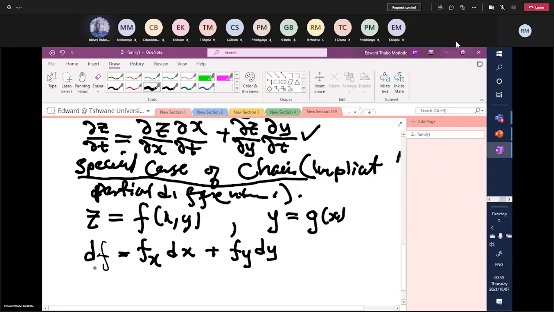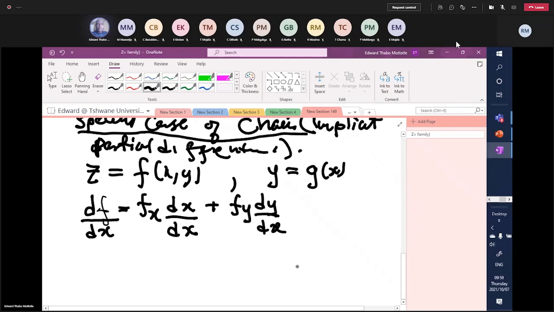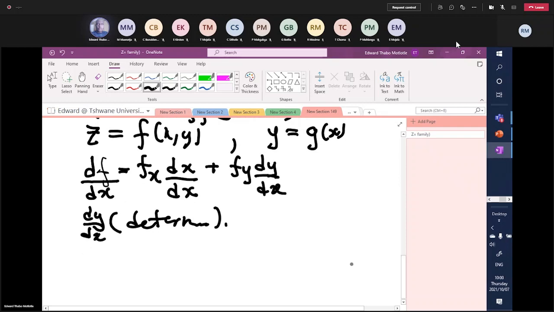Now, if I were to divide both sides by dx, what do I get? Immediately out of that, in this type of question, I'll ask you to determine dy/dx. So here it means that you're going to make dy/dx the subject of the formula. Now you can clearly see from here that dx and dx cancel out.